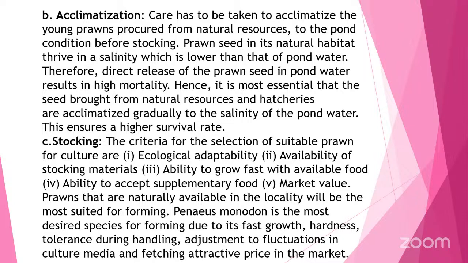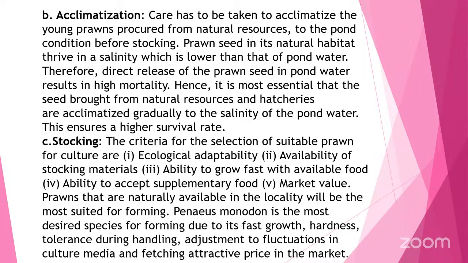Next is stocking. The criteria for the selection of suitable prawn for culture are: number one, ecological adaptability; number two, availability of stocking materials; number three, ability to grow fast with available food; number four, ability to accept supplementary food; number five comes to market value. So, prawns that are naturally available in the locality will be the most suited for farming.